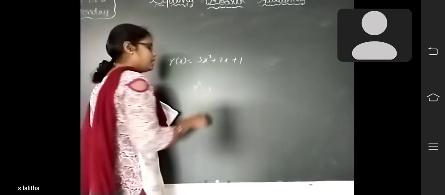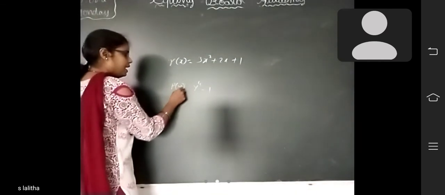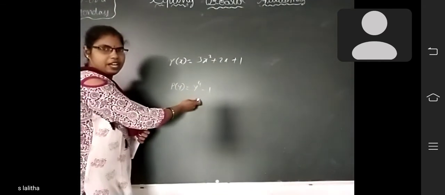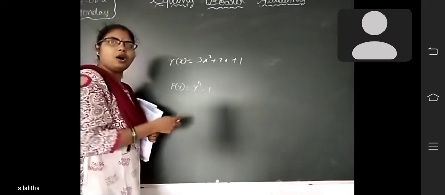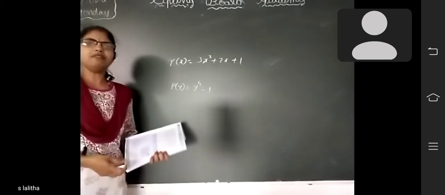Next, y power 4 minus 1. How can you write this one? P of y. Here what is the variable? y now. So that's why we have to take P of y or Q of y or R of y. Anyone you should take. Okay.